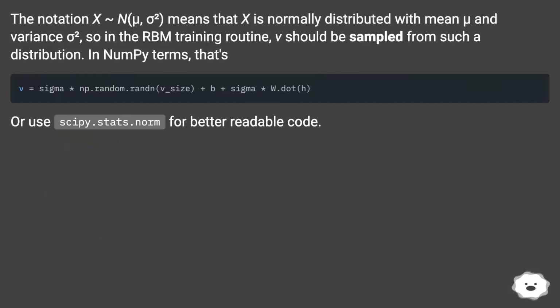The notation x ~ N(mu, sigma squared) means that x is normally distributed with mean mu and variance sigma squared, so in the RBM training routine, v should be sampled from such a distribution. In numpy terms, that's... Or use scipy.stats.norm for better readable code.